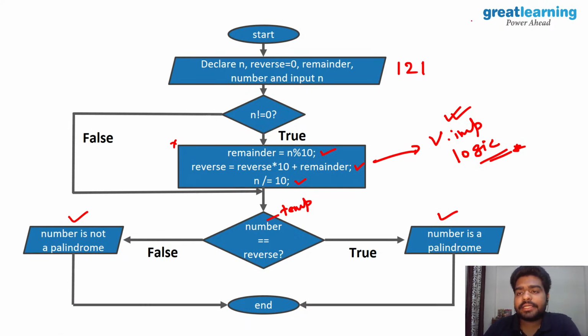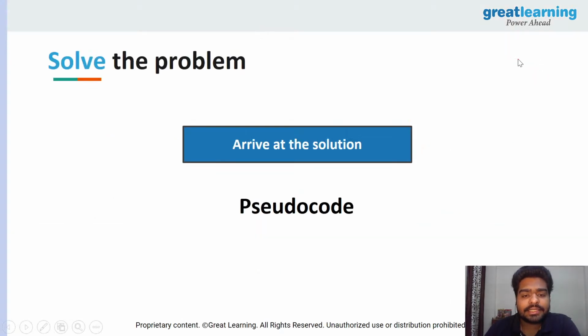So we have written the algorithm, we have written the flow chart. What is left? The pseudo code. Let's write the last thing, which is the pseudo code, and the last step, which is arriving at the solution.